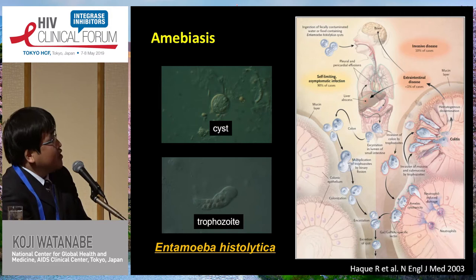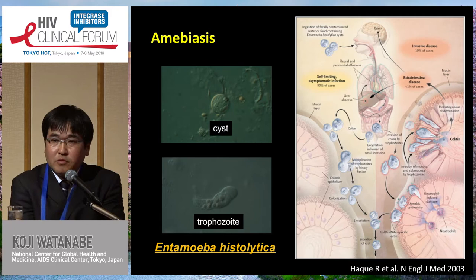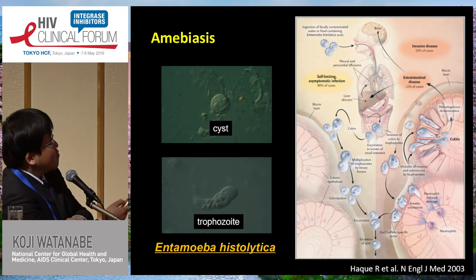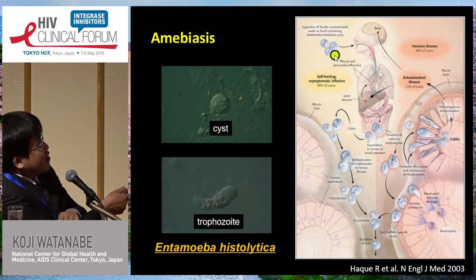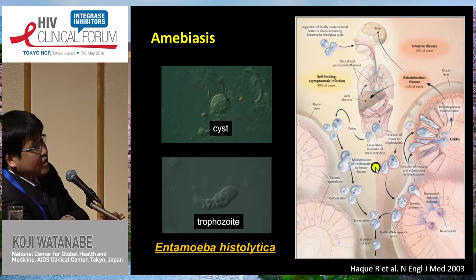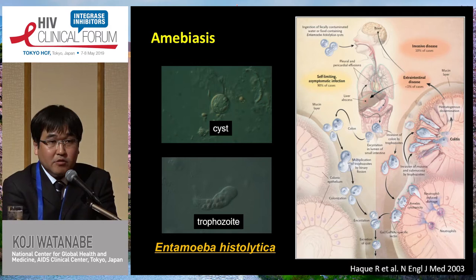Amoebiasis is caused by Entamoeba histolytica, and it has two forms, the cyst form and the trophozoite form. The cyst form is ingested orally and goes to the end of the cecum, where it hatches into trophozoites. The trophozoites cause disease by invading intestinal epithelial cells, causing colitis, and sometimes invade liver cells.